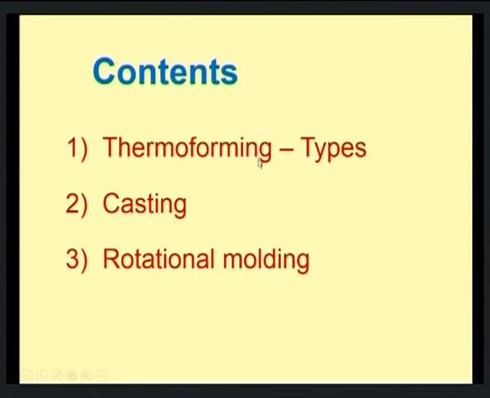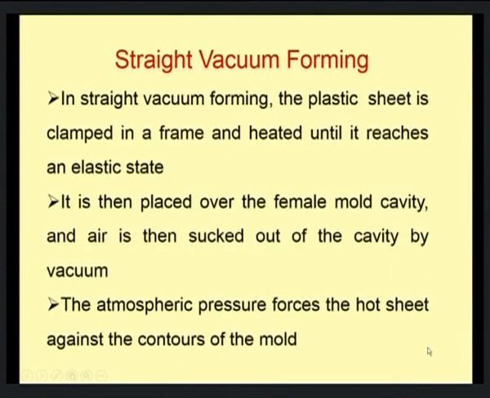In the last class, we have discussed the two main types of thermoforming, that is vacuum forming and pressure forming. In this episode, we will discuss some of the more variations in thermoforming, particularly with respect to the vacuum forming technique. Followed by, we will discuss casting, how casting is applied to polymer processing, and then another important polymer processing method, which is rotational molding. First, we will see some of the variations in vacuum forming.